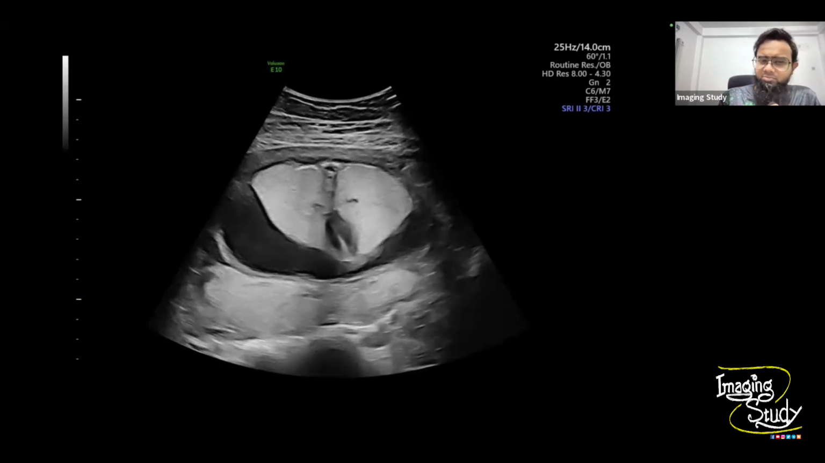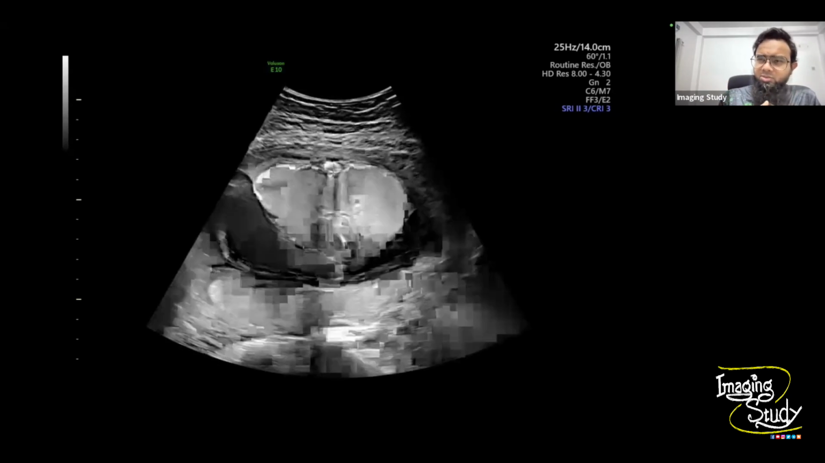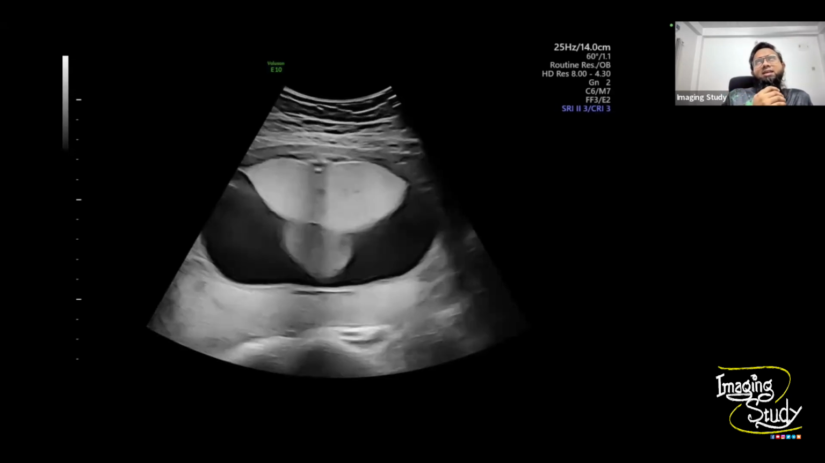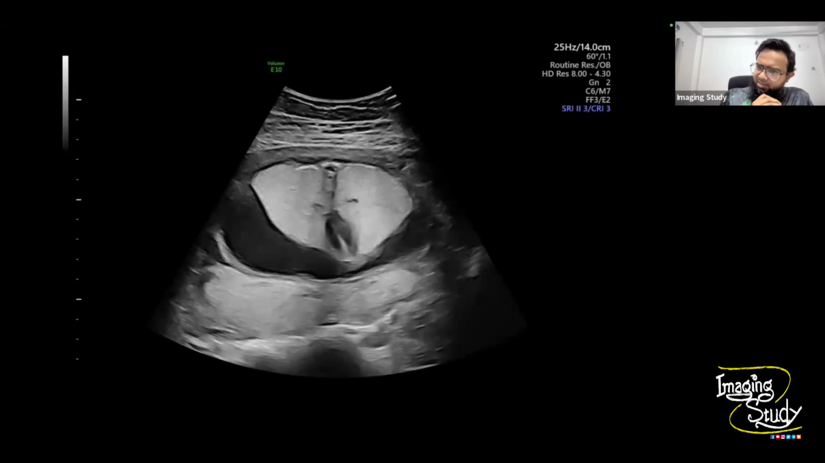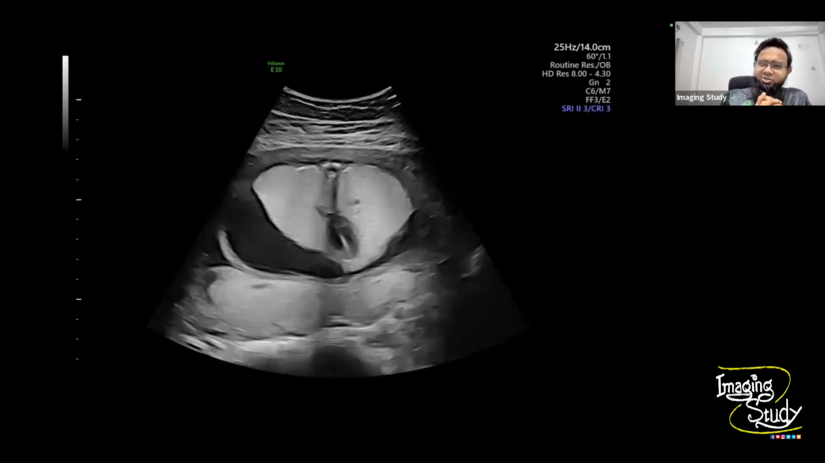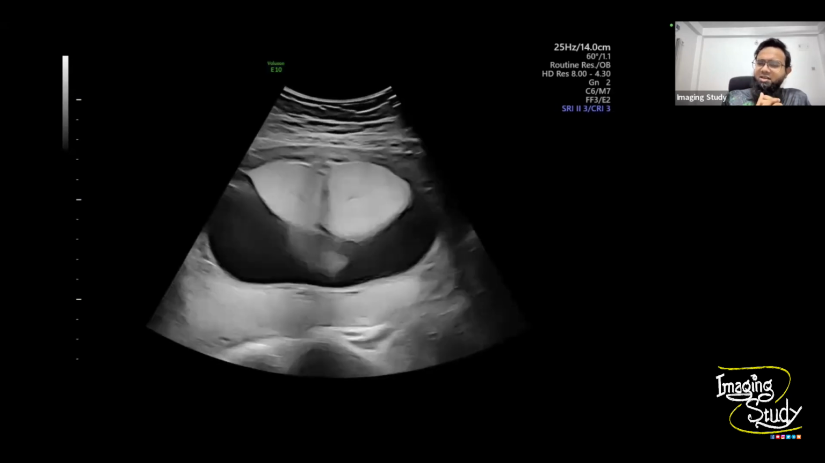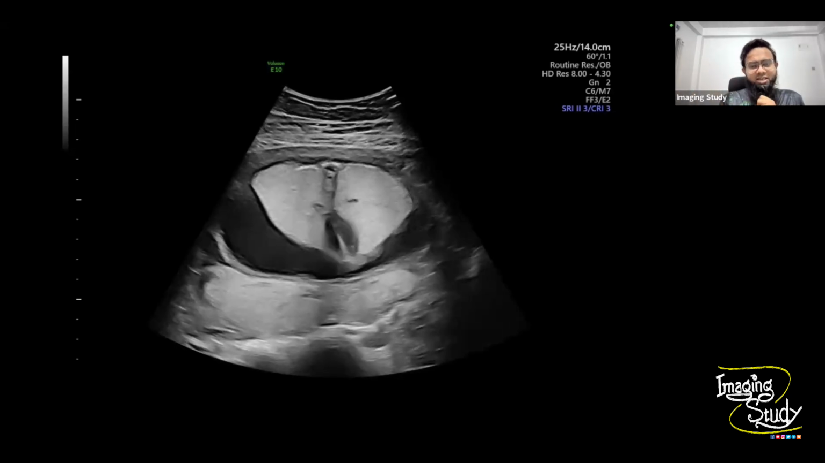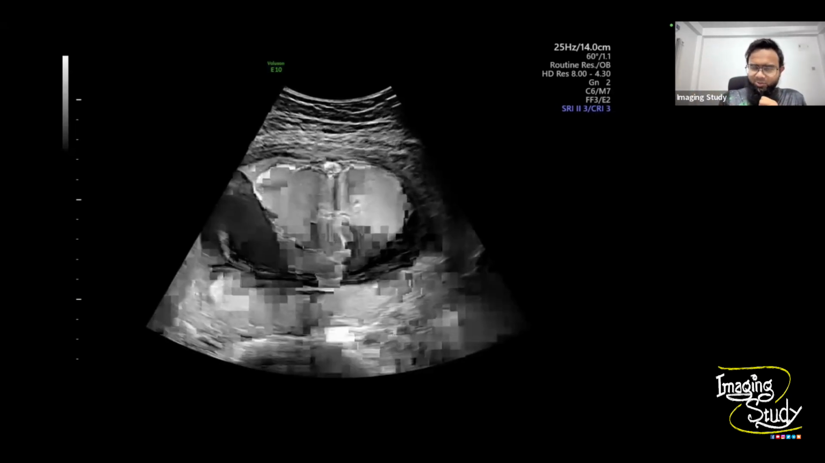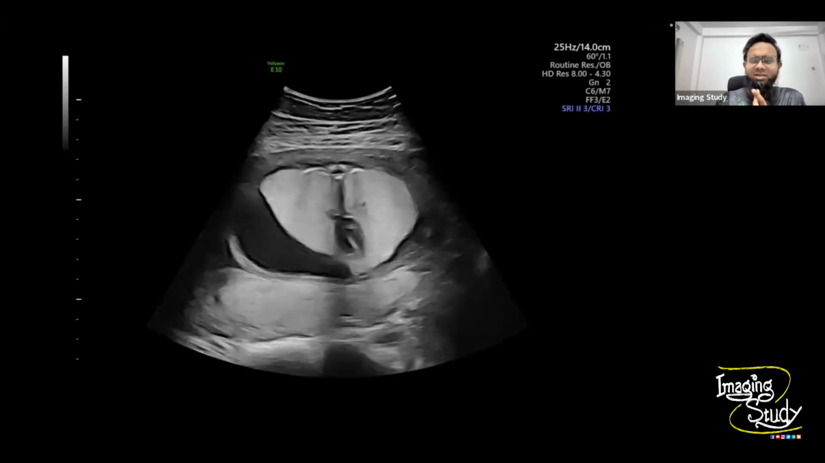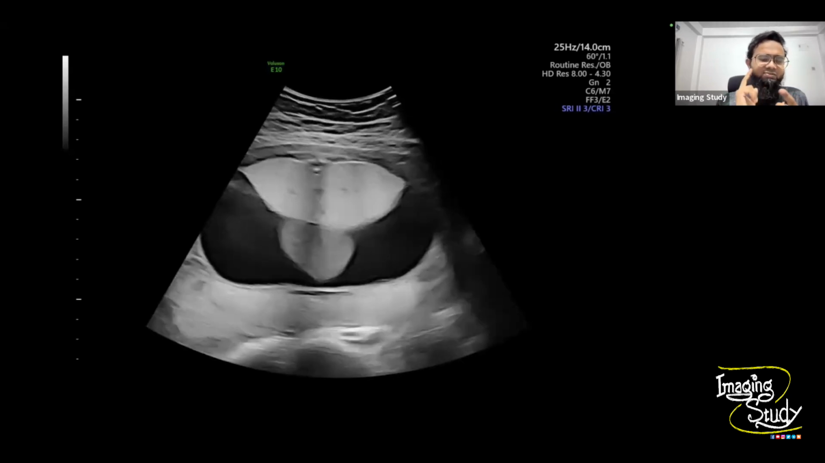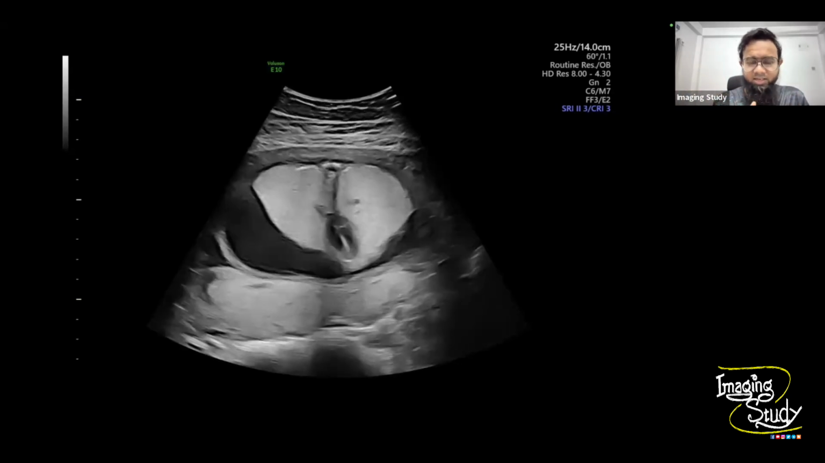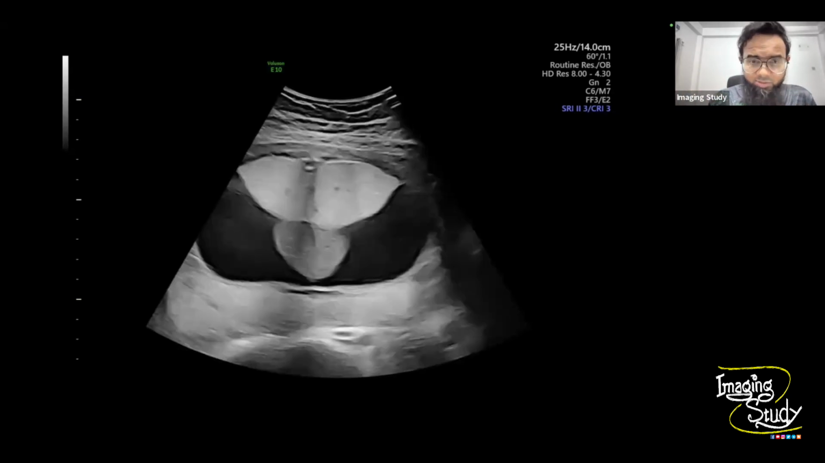And how can you check that? Just check the stomach. If the stomach is present, then the esophagus is okay. Okay, so we'll check that. If the esophagus is compressed, then obviously there should be polyhydramnios. This patient is having oligohydramnios. So if there is oligohydramnios, then you should check the kidneys also, because if there is any abnormality in the lung, you should search for the kidney. If there is any abnormality in the kidneys, you should search for the lung, vice versa. So we'll check that also.